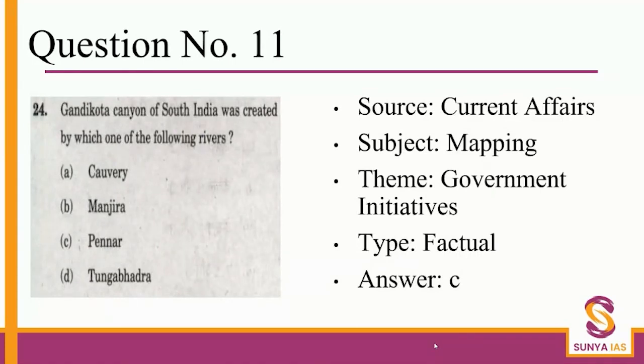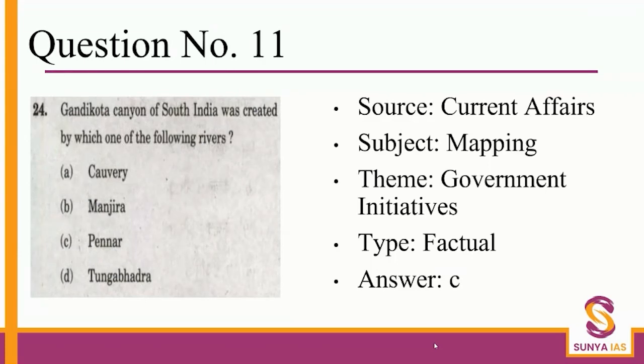Okay, so Gandikota Canyon of South India was created by which one of the following rivers? Now, this was in the current affairs. It is a mapping question, but it is related to a government initiative that the government of Andhra Pradesh had taken. This is also known as the Grand Canyon of India, right? So the government was trying to promote this Gandikota Canyon, right?